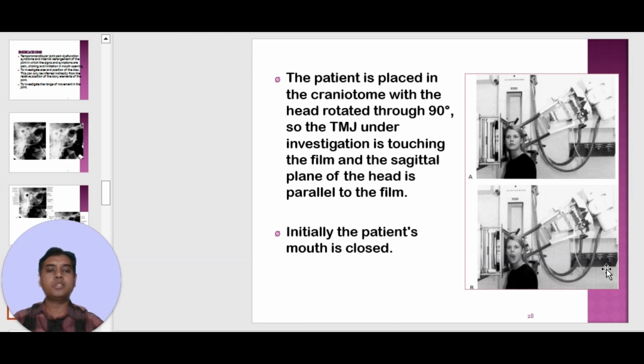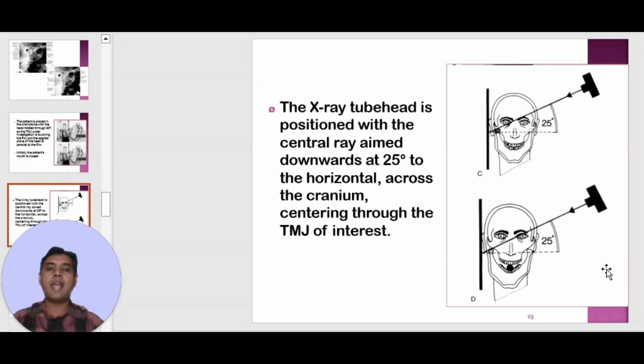Initially, the patient's mouth is closed. The X-ray tube head is positioned with the central ray aimed downwards at 25 degrees to the horizontal across the cranium, centering through the TMJ of interest.